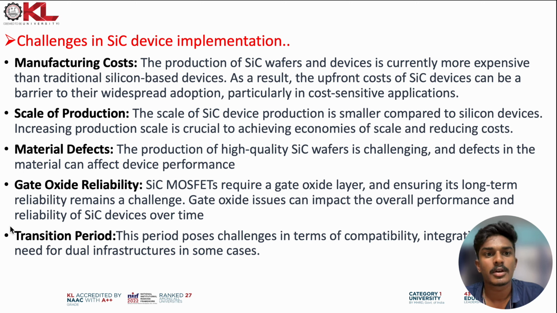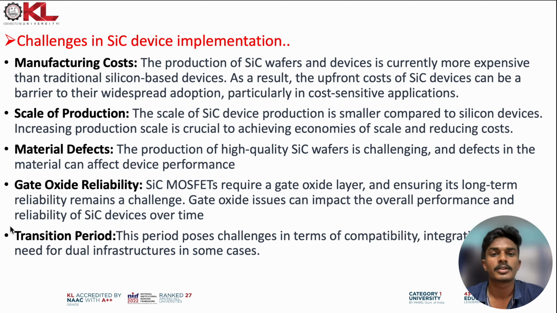The main challenges or drawbacks in silicon carbide device implementation are, first, manufacturing cost. The production of silicon carbide wafers and devices is currently more expensive than traditional silicon based devices. As a result, the upfront cost of silicon carbide devices can be a barrier to widespread adoption, particularly in cost-sensitive applications. Second, scale of production. The scale of silicon carbide device production is smaller compared to silicon devices. Increasing production scale is crucial to achieving economies of scale and reducing cost.